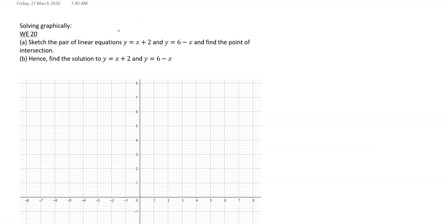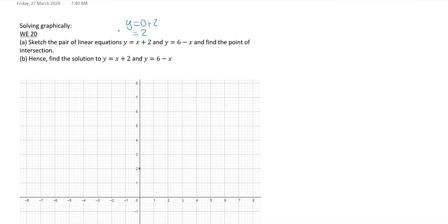So sketch a pair of linear equations, y equals x plus 2 and y equals 6 minus x. Now, if I'm trying to sketch this, what's the easiest way to do it? Well, we had a look earlier. Probably the easiest thing to do would be to find the x-intercept and the y-intercept. Firstly, the y-intercept is just the constant on the end, because the y-intercept happens whenever x equals 0, and if I have y equals 0 plus 2, that clearly equals 2. So for my first equation, my y-intercept is going to be there.